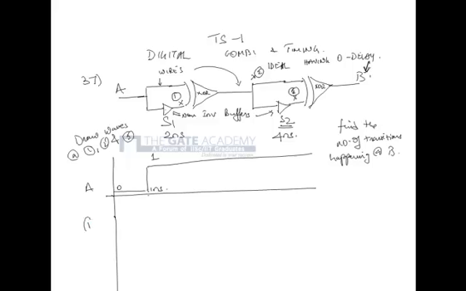So at 1 we see this waveform. The transition happening at A happens at 1 after 2 nanoseconds because S1 delay is 2 nanoseconds. So you see a transition here at 3 nanoseconds. After that this stays high.